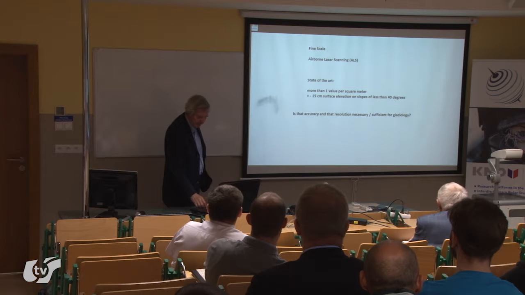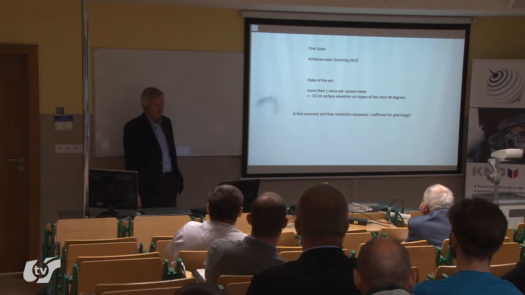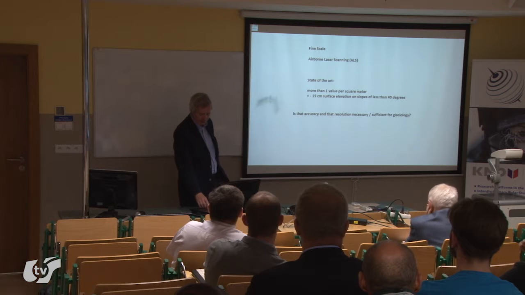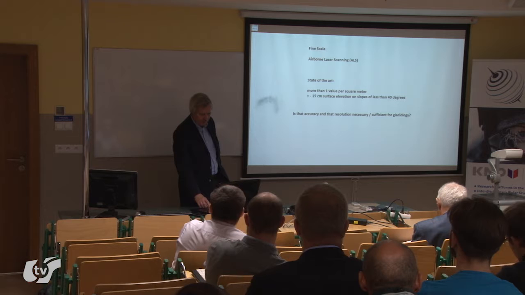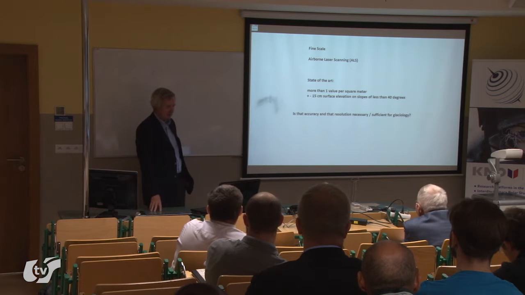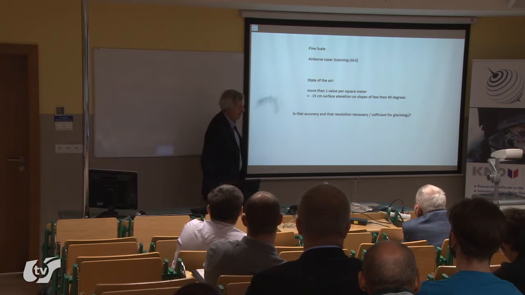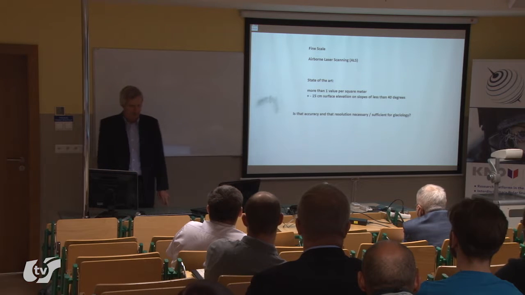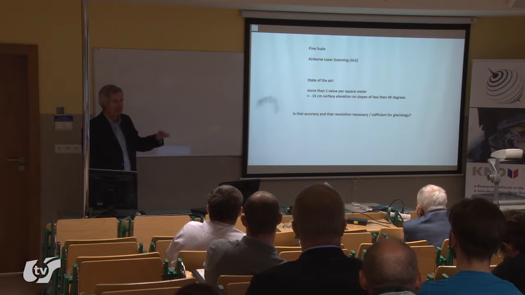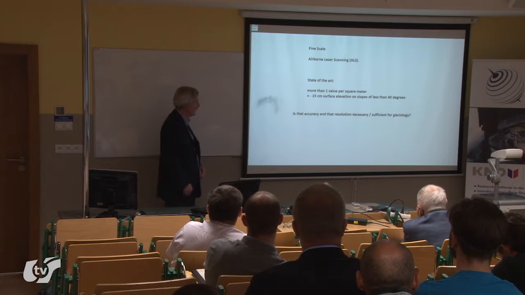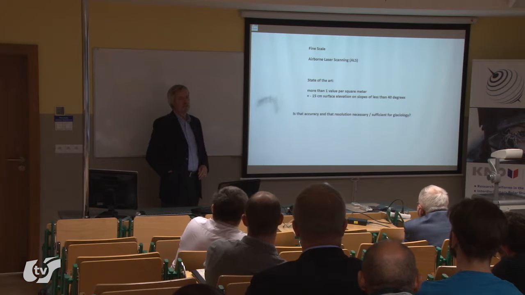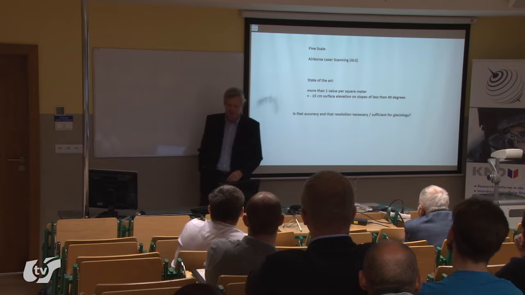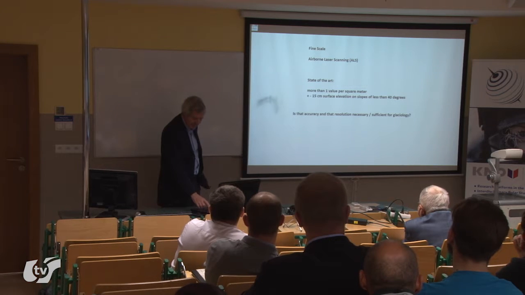We come to the fine scale now in order to explain the behavior of the snow cover and the redistribution of the snow cover on the glaciers in winter. You know the method of laser scanning. The present state of the art is that we can have more than one value per square meter, and an accuracy of plus minus 15 centimeters in flat areas, that is less than 40 degrees. And that accuracy is necessary if you want to follow the redistribution of snow on a glacier by wind, by avalanches, and by settling.